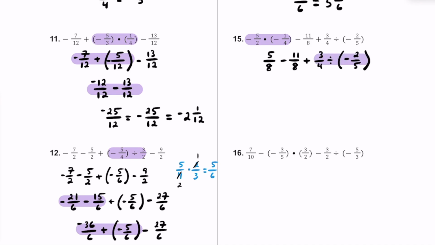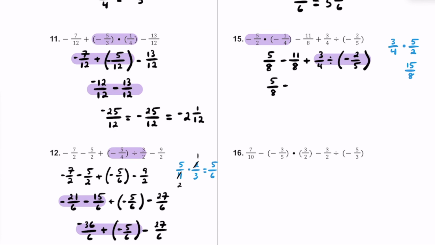Now it's time to do the division here. So we have this 3/4, and then we're dividing by this negative 2/5. So we're going to multiply it by 5 over 2. I know that there's a negative, but I'll deal with that in just a moment. I can't cross cancel anything. 3 times 5 is 15, and 4 times 2 is 8. So this is going to be 15/8, but it's going to be a negative 15 over 8, just because we have a positive divided by a negative.